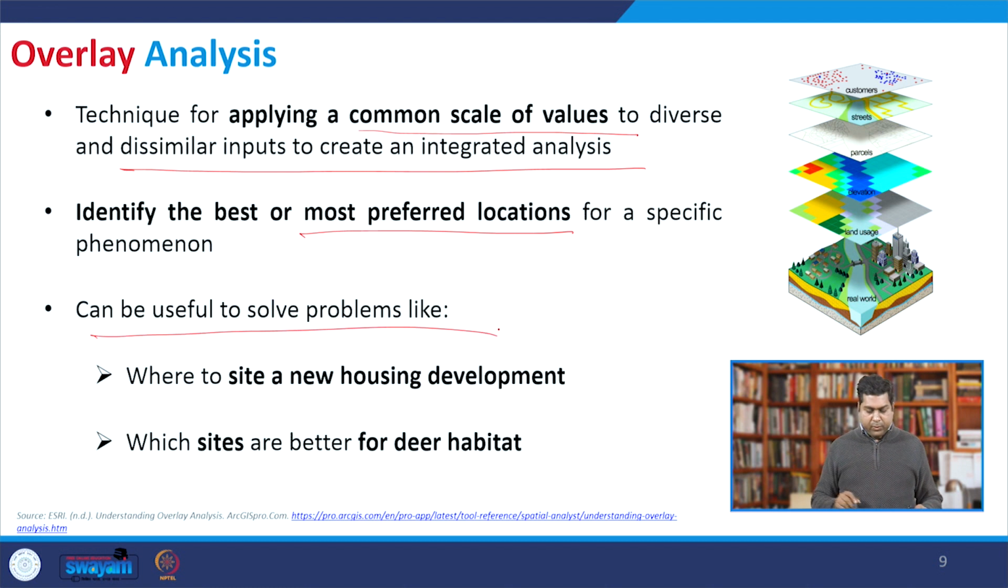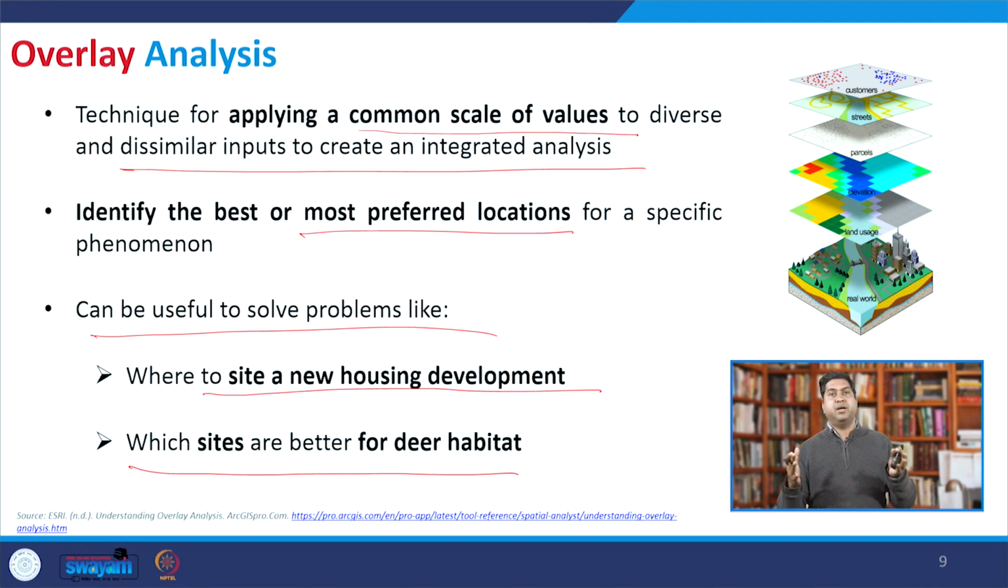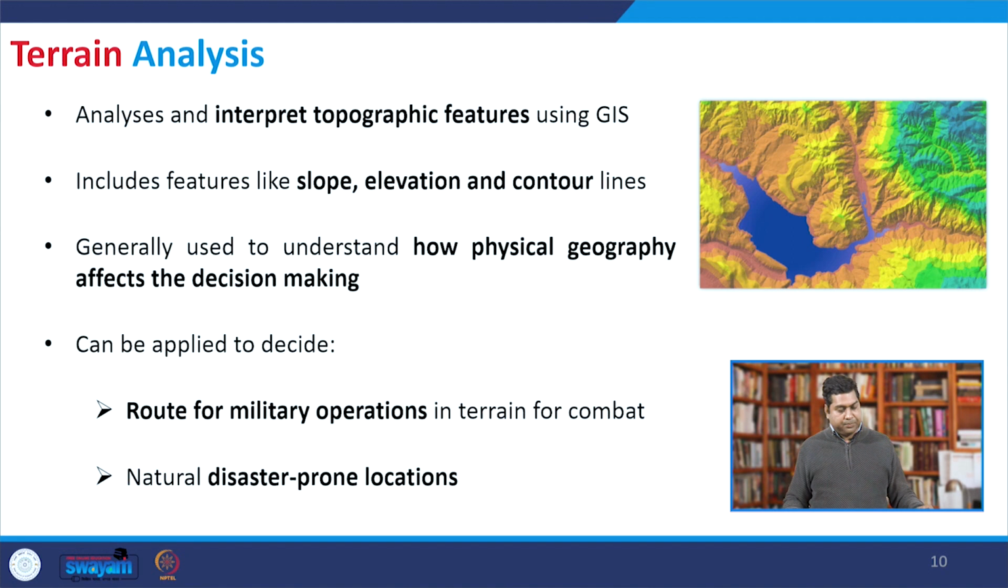This can be useful to solve problems like where to site a new housing development, or which sites are better for deer habitat. So it can be something like where you want to make a certain kind of provision for settlement, or you want to reserve that as a forest or natural setup. So this can help in that overlay analysis.